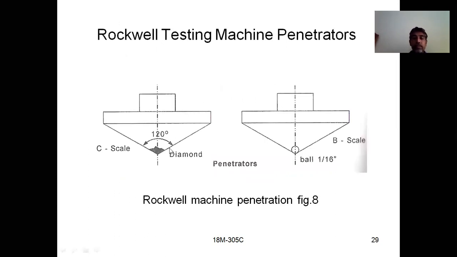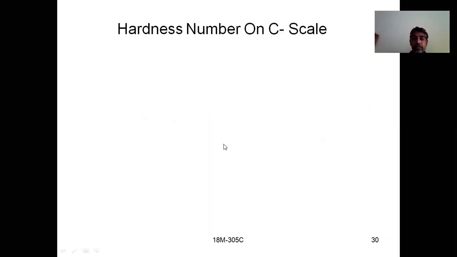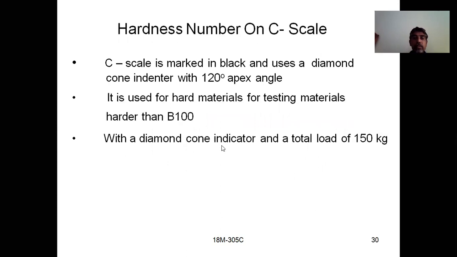See this one. Okay. So this is the 1/16-inch steel ball indenter and this is the diamond cone indenter. And if you see, the angle will be 120 degrees. How much angle? 120 degrees we should maintain. C scale. So the C scale is marked in black and uses a diamond cone indenter with an apex angle of 120 degrees, and it is used for hard materials, for testing harder than B100.